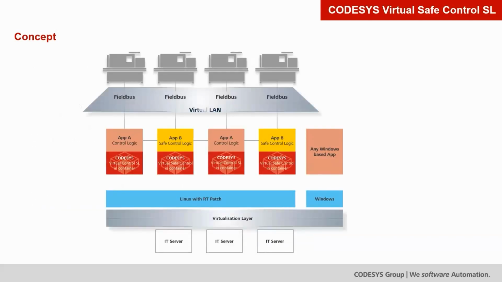How does it look in the architecture? You may remember our virtual PLC. So we have the IT servers, the virtualization layer, the Linux with the real-time patch, and in a container system they are running the virtual PLCs. And now it's not only the virtual PLC, but also the virtual safe PLC running on the same hardware. So you can not only replace the standard hardware with that virtual PLC, but also the safe PLC. You can replace it with a virtual safe control.